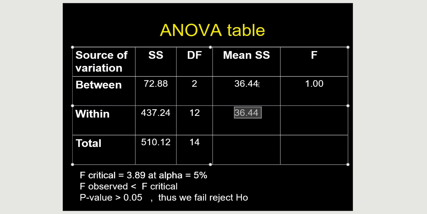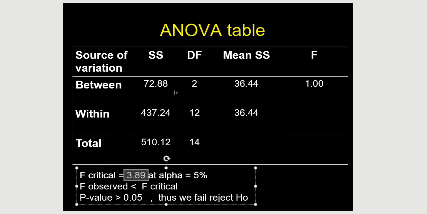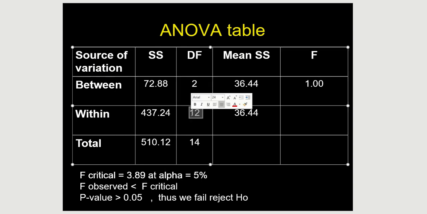Now you put the sum of squares between on top, divided by the sum of squares within, the mean sum of squares within, on the bottom, and that gives you the F. Again, this is the F observed or F calculated. The F critical has not changed since the degrees of freedom have not changed.